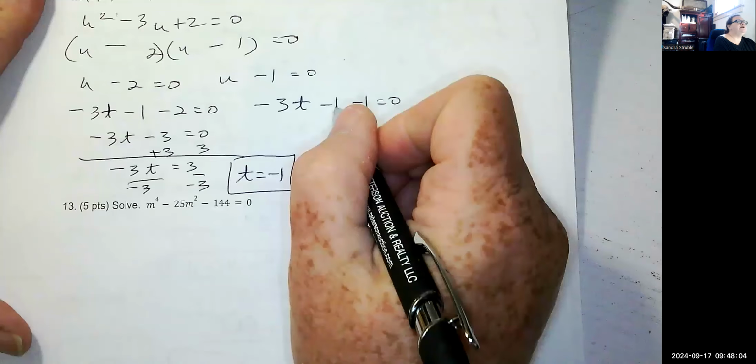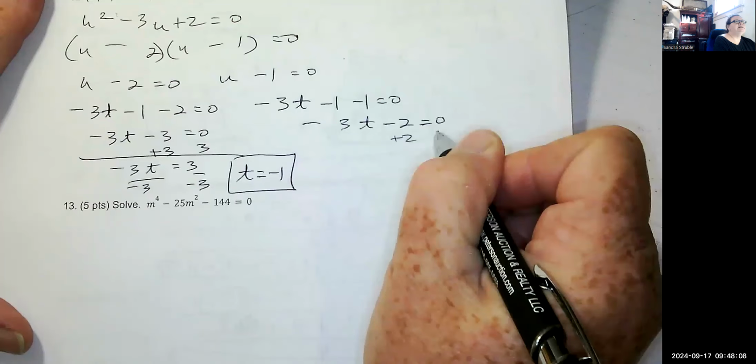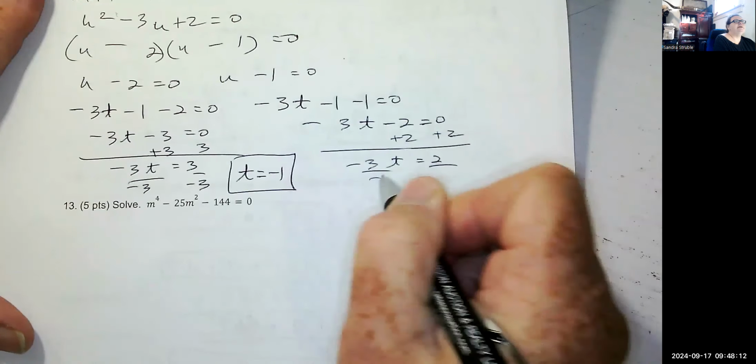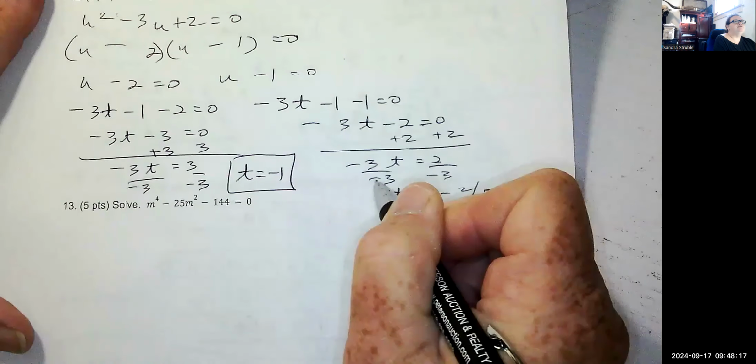And then I'm going to go -3t minus 2 is equal to 0. Add 2 to both sides. -3t is equal to 2. Divide both sides by -3. t is equal to -2/3.